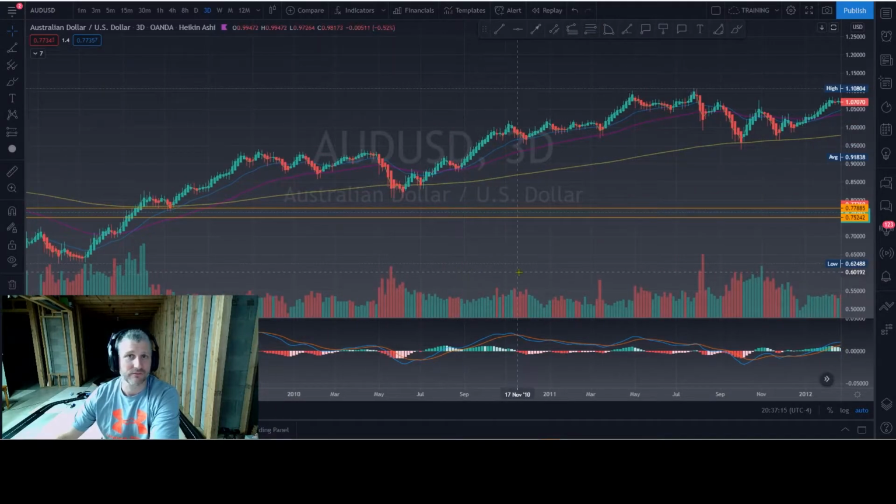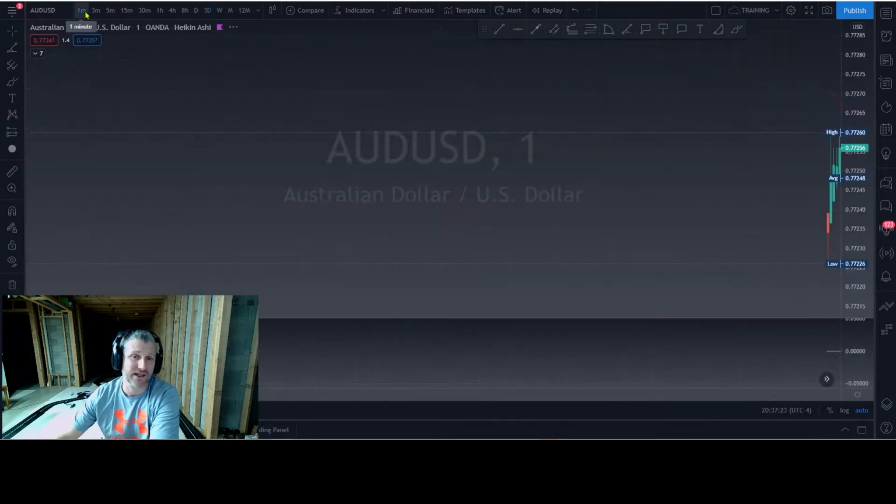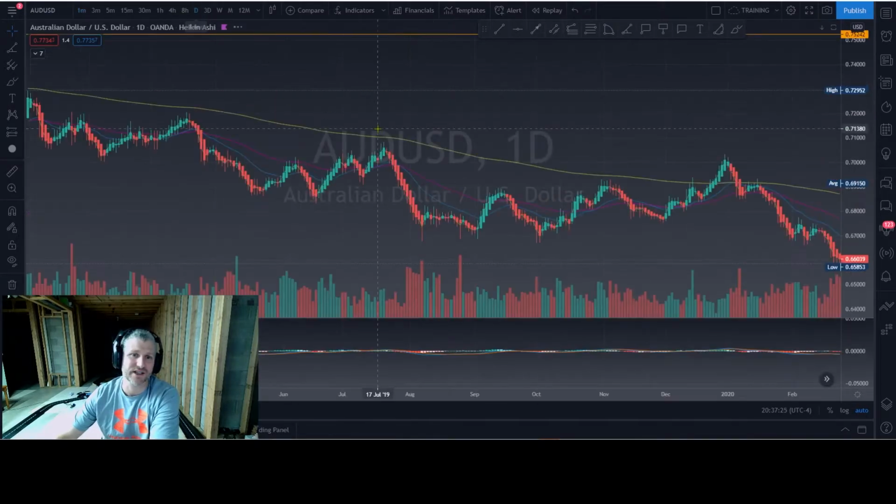Okay, time frames. Time frames with the moving average. Now, you can start with the 1 minute. You can start with the daily. You can start anywhere you want. Daily and weekly is where I look for swings.